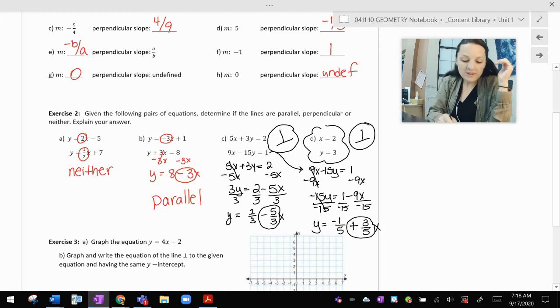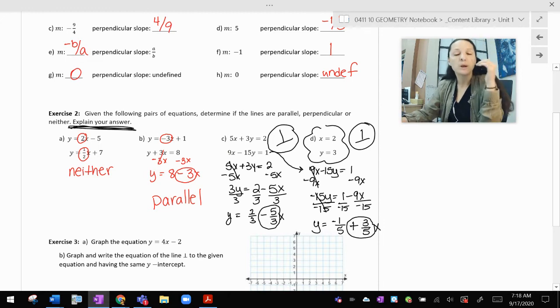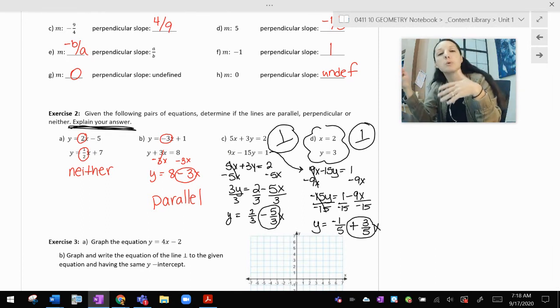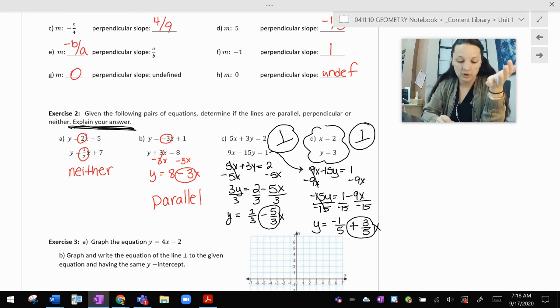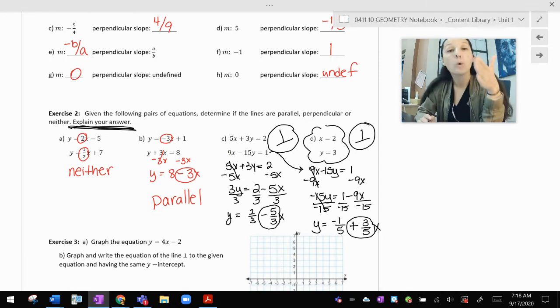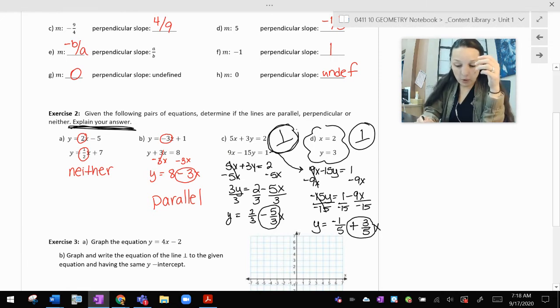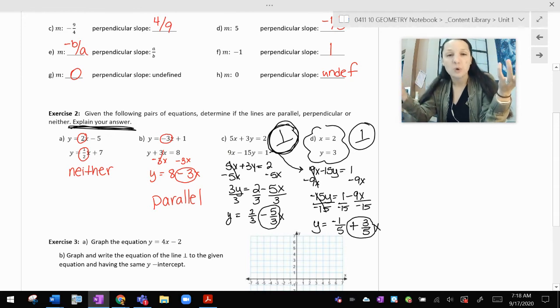Okay. Now it says explain your answer. If I was writing this out for something that I had to hand in or you had to hand in to me, I would write out what I was just saying out loud. But those are perpendicular because they're horizontal and vertical. These are perpendicular because their slopes are opposite reciprocals. Okay. We're saying it, we're just not writing it.